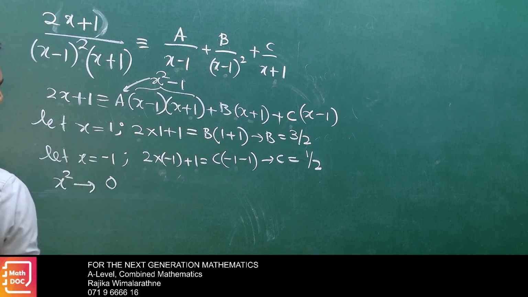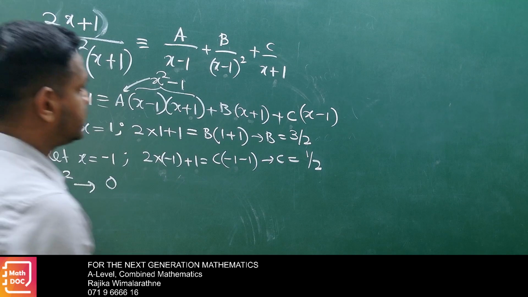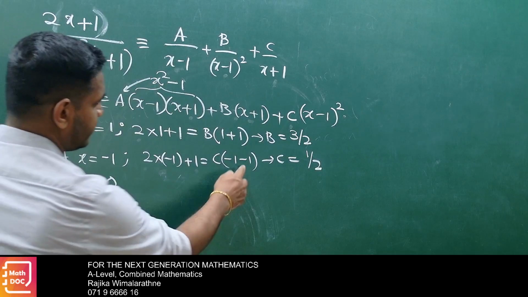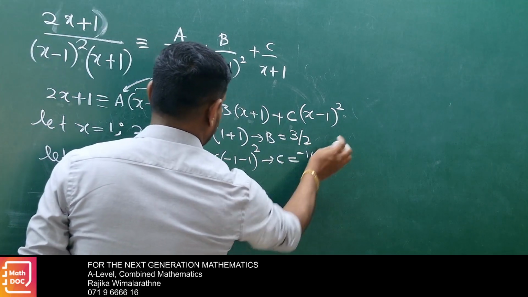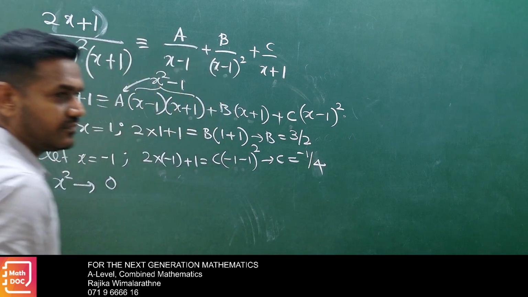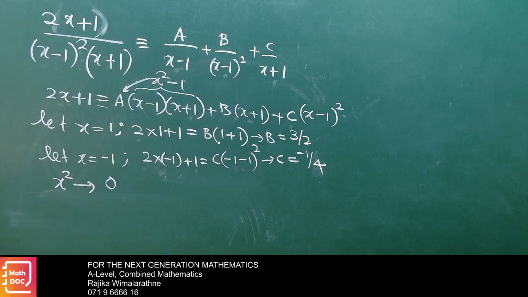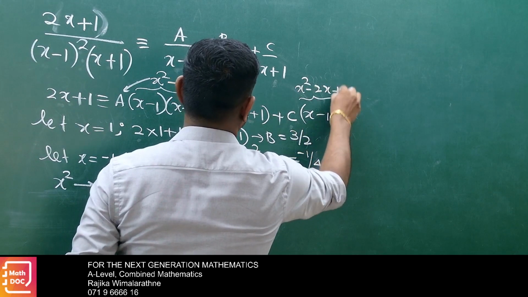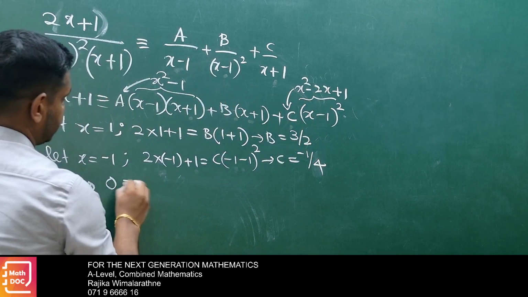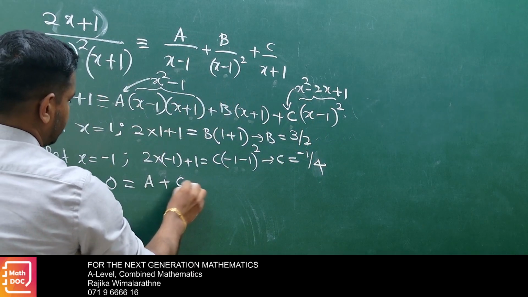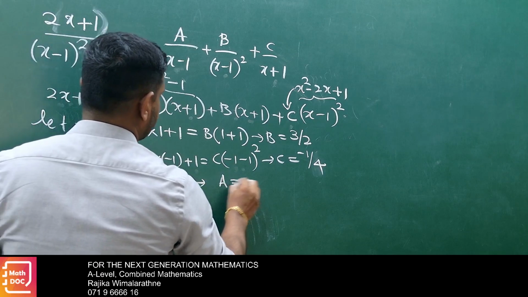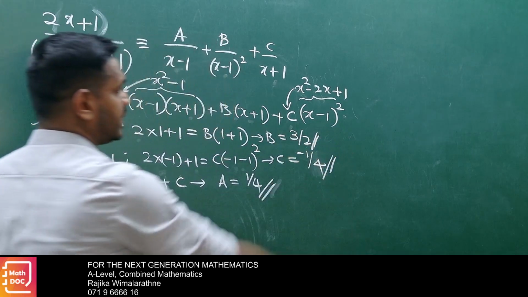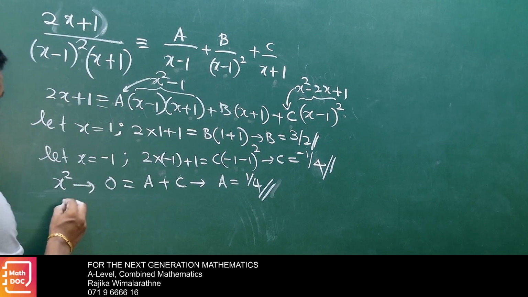Here this side is 0. Here x minus 1 squared, no? Then x minus 1 squared, minus 1/4, answer. Then the x squared coefficient: this x squared minus 2x plus 1, we have the x squared coefficient C here. Here A plus C. Then A value equals 1/4. Then we know the constants. Then finally the partial fractions.